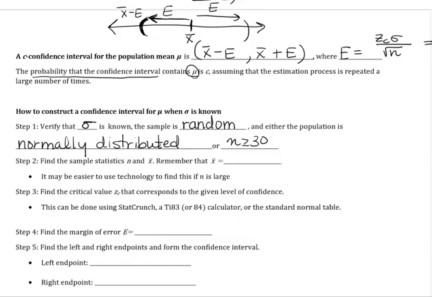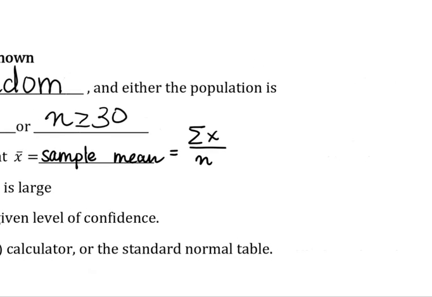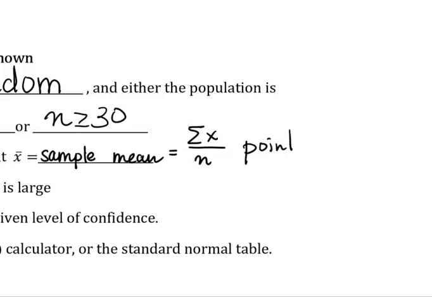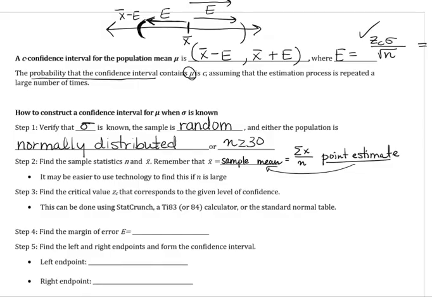Once we have verified all of those things, which basically tell us that the formula is valid for us to use, we need to go find sample statistics. We need x bar, the sample mean. We find the sample mean by adding up all of the x's and dividing by the sample size. This is your point estimate. This is the thing that's in the middle of your confidence interval. The sample mean is your point estimate when you're trying to estimate the population mean.